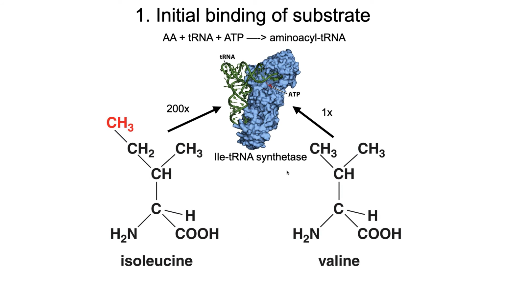It's only supposed to charge tRNAs that have an anticodon that binds to a codon that encodes isoleucine. So what we see here is isoleucine fits, that's great, but so do smaller amino acids like valine. The first thing is that isoleucine fits 200 times better than valine, so there's already a pretty good sieve. And then all the amino acids bigger than isoleucine can't even get in there.